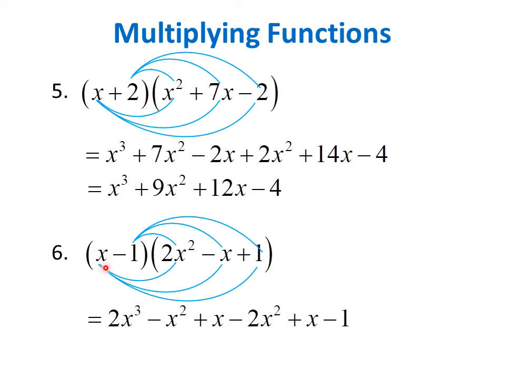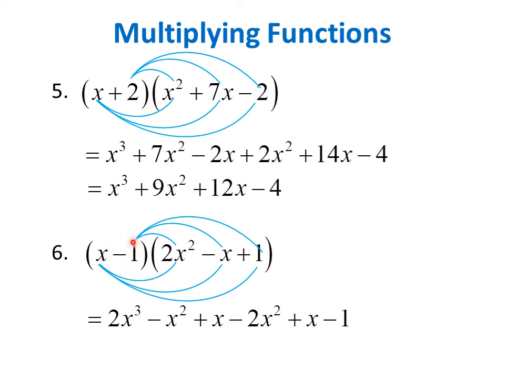Next we have x times negative x. Of course that is negative. x times x, copy the variable x and add the exponents 1 and 1. So we have the exponent 2. Next we have x times positive 1. That is, of course, positive x.